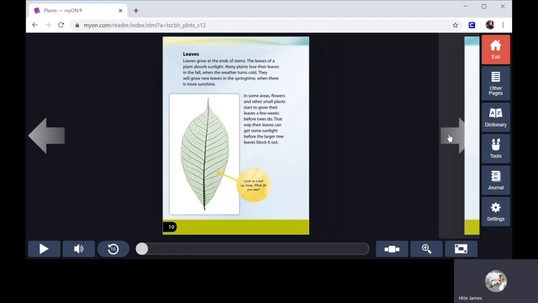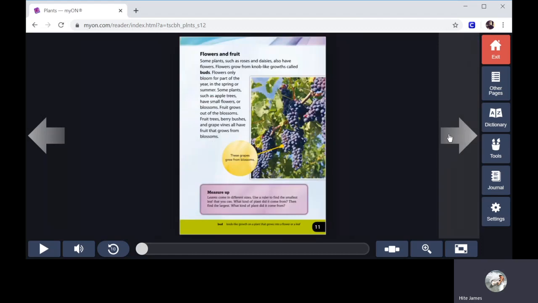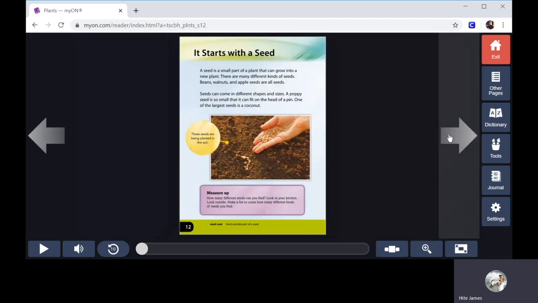Awesome. We're actually going to skip a few pages here. We know other parts of the plant, flowers and fruit, and you could always find this book on Epic and read the entire thing if you wish, but we're going to focus on a few different pages.